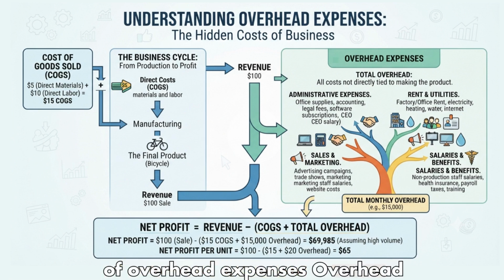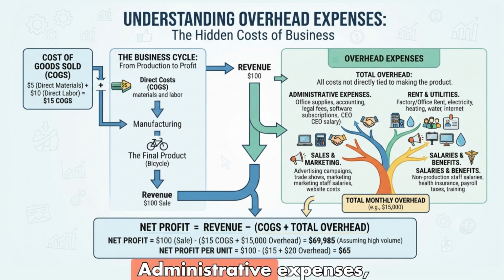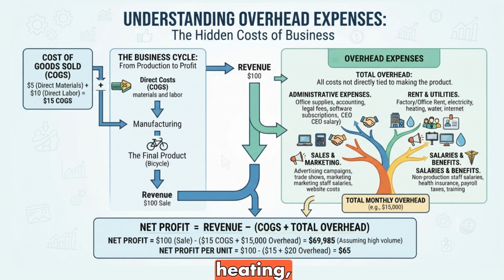Categories of overhead expenses. Overhead costs are typically divided into several key areas: administrative expenses, costs such as office supplies, accounting services, legal fees, software subscriptions, and executive salaries. Rent and utilities, ongoing payments for factory or office rent, electricity, heating, water, and internet services.